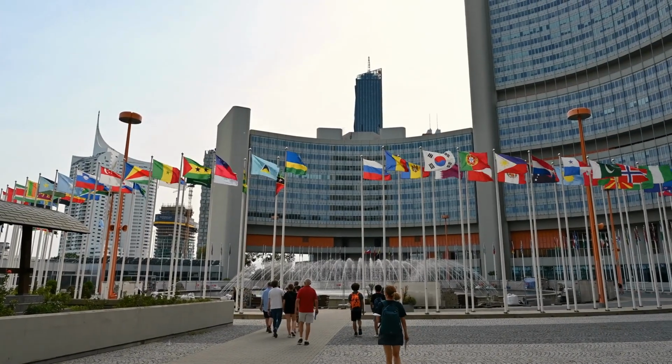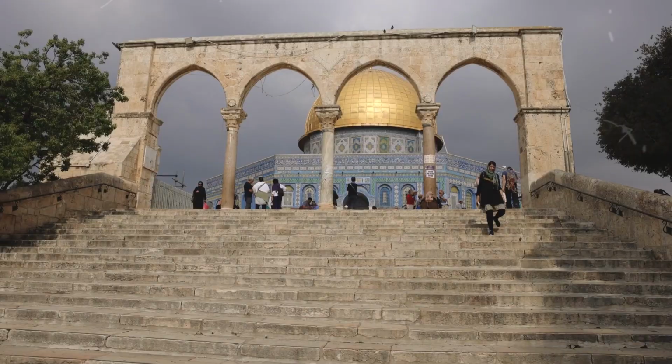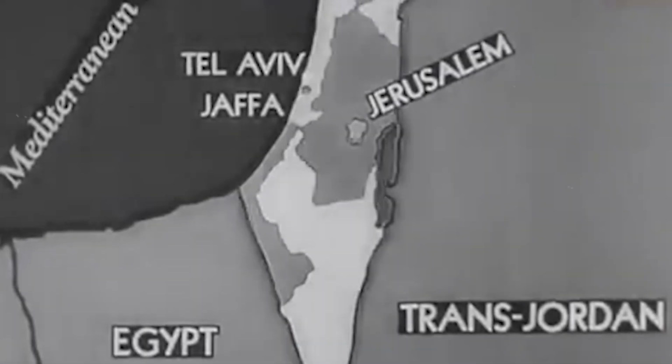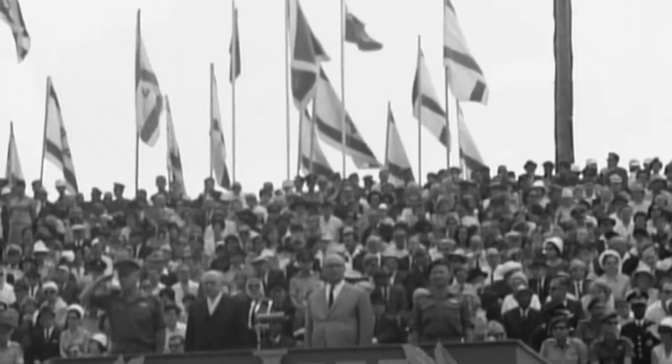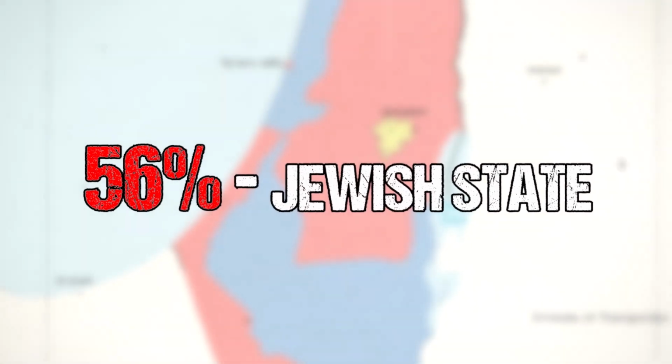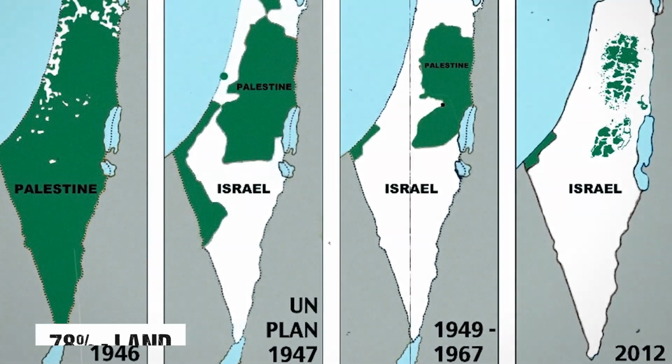Furthermore, the United Nations 1947 partition plan proposed dividing the land into separate Jewish and Arab states. While Israel accepted this plan, which allocated 56% of the territory to the Jewish state, subsequent wars and territorial expansions resulted in Israel controlling 78% of the land.